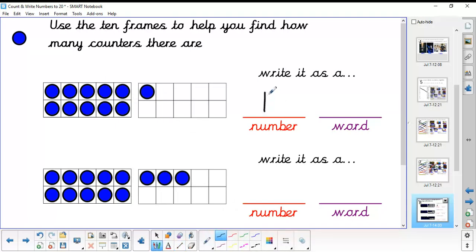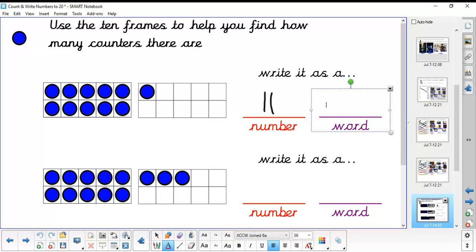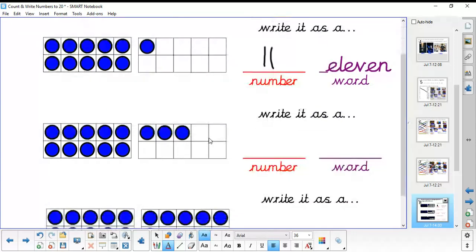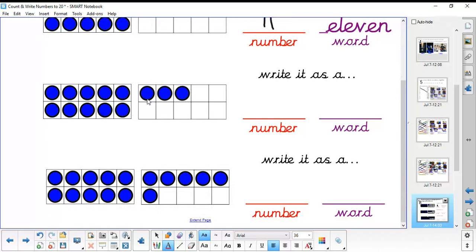And remember, 11 is the two ones. Okay, it's 1 ten and 1 one. And if I was going to write it as a word, eleven, like that. Okay. Here, pause the video, have a go at this one.